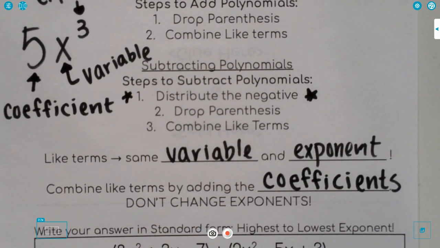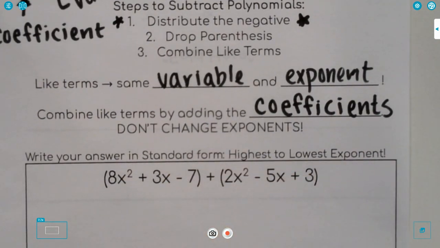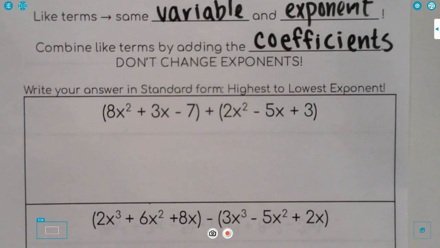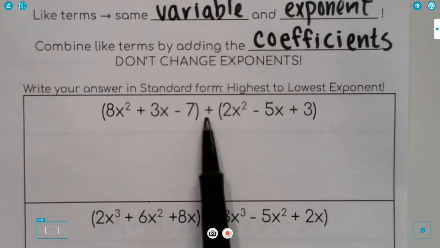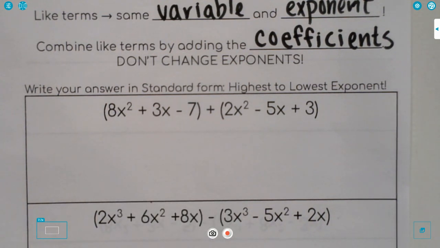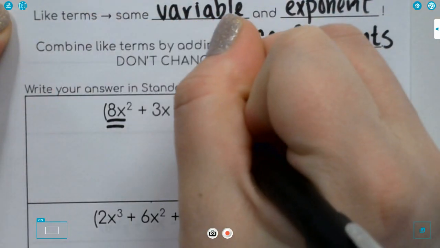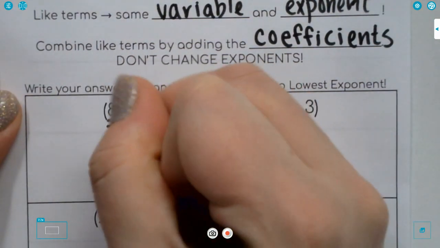Okay. All right. And then we still are going to write our answers in standard form, which is highest to lowest exponent. So getting started with this first one, we've got to pay attention to what operation we're doing. So this one is addition. We're going to use that same system we used last week with underlining. You can use it if you want. You don't have to. We are going to add together this 8x squared and this 2x squared. 8x squared plus 2x squared is 10x squared. Still x squared.